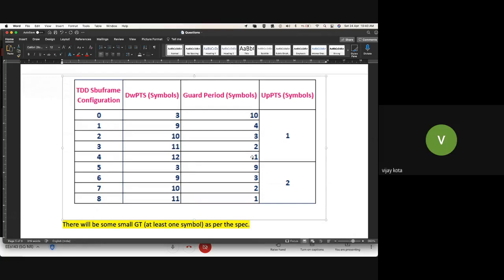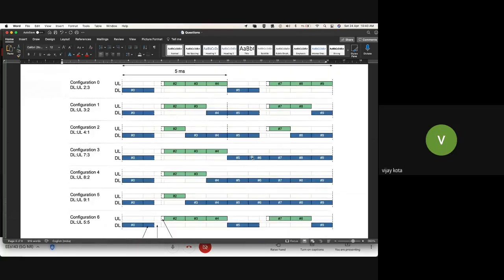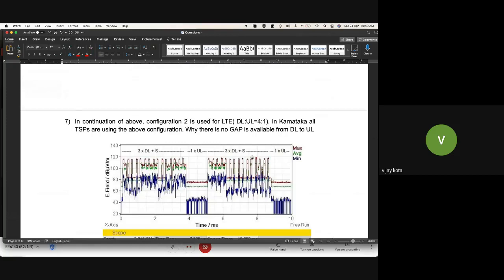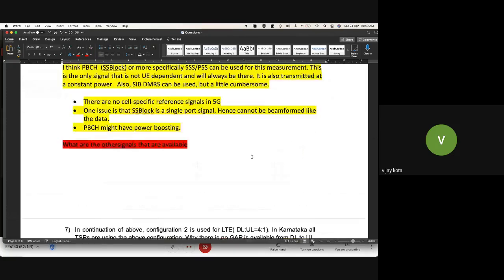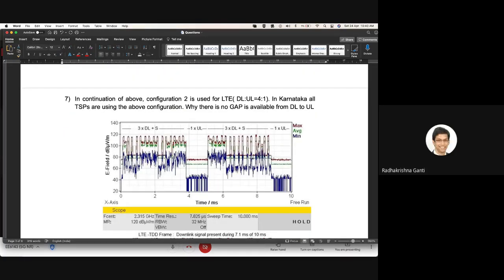Here in the above, for the uplink, the power transmission is less. In this diagram, 3 downlink plus S and 1 uplink is mentioned. Uplink range is 20 to 40, whereas downlink range is 40 to 120. What is this you are showing me here? This is the electric field, sir. Yeah, it is the electric field.